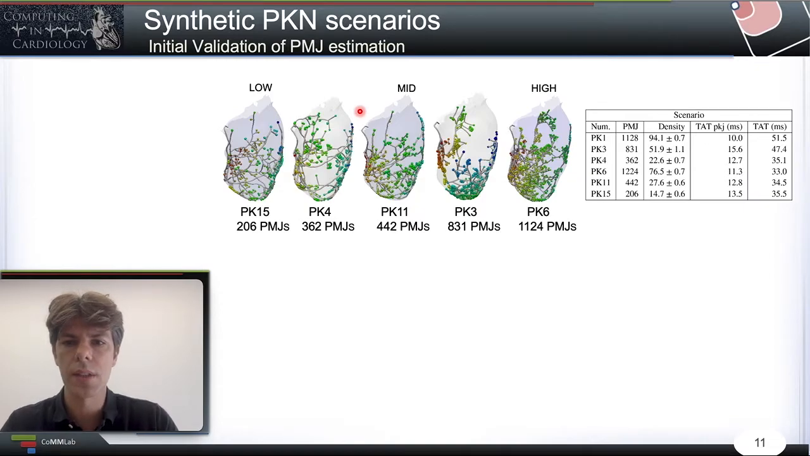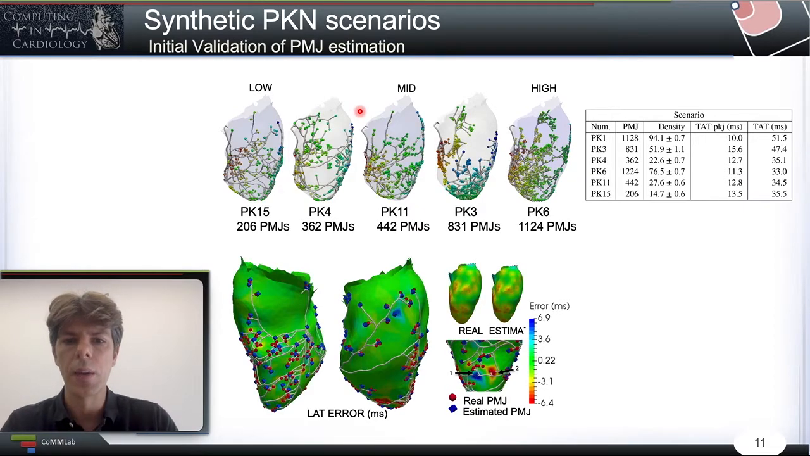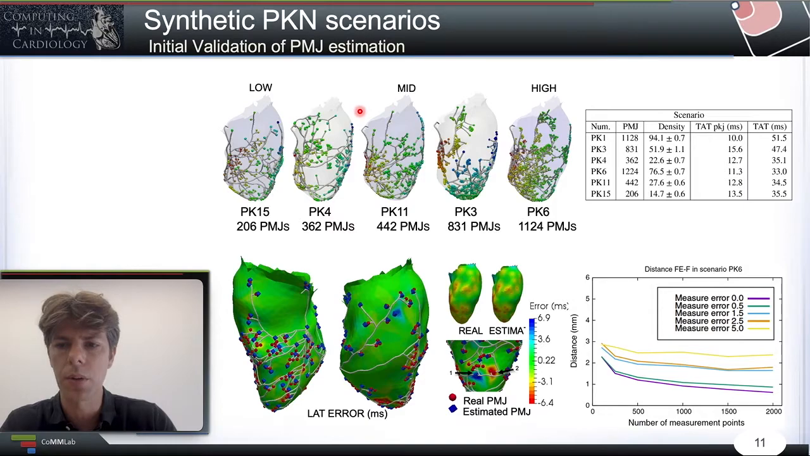So we have these 5 different models. We estimate the location. We compare, because these are synthetic, we know where the location of the real Purkinje system is and the ones that were estimated, which here are depicted with red spheres and blue squares, and then we measure the error or the distance between them. And the distance was pretty short, between 1 and 3 millimeters in the worst cases, depending on how much error we included in the samples.